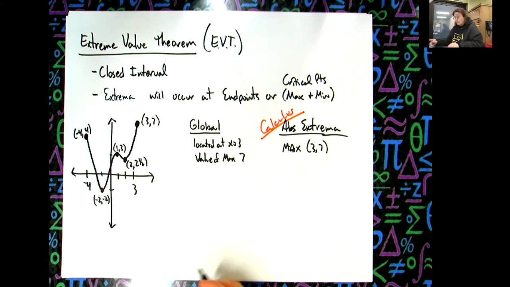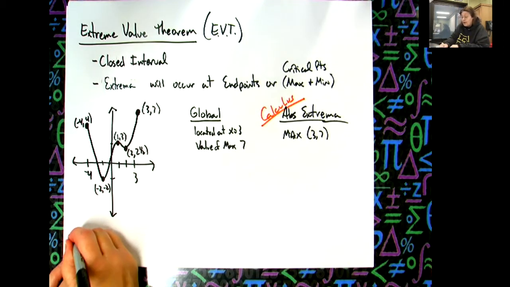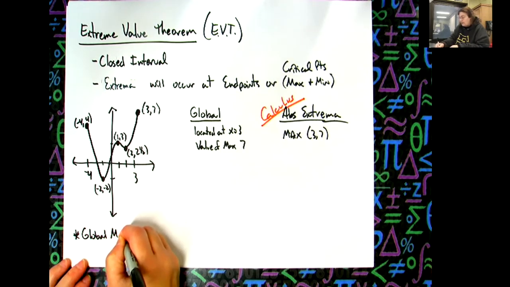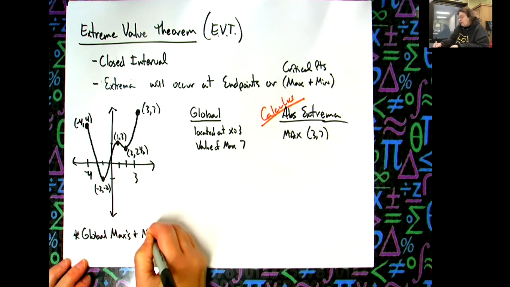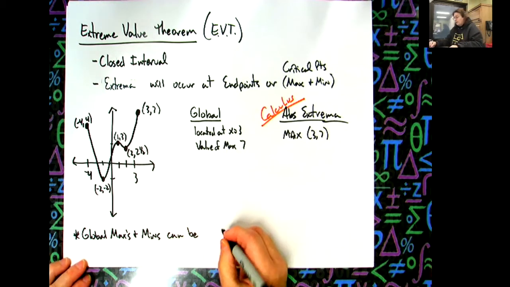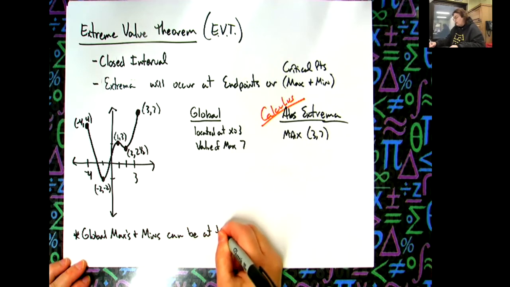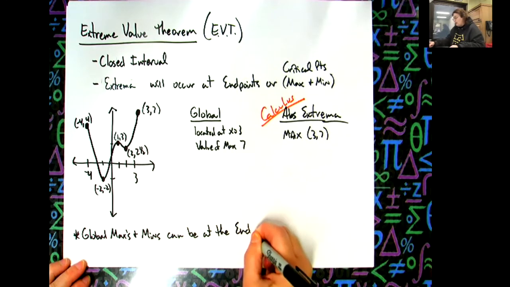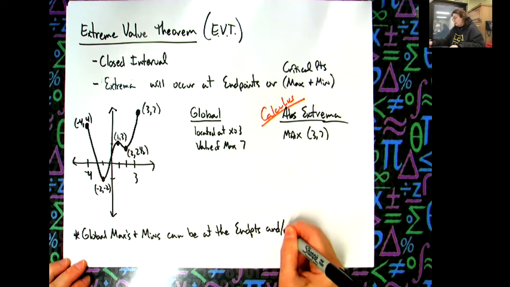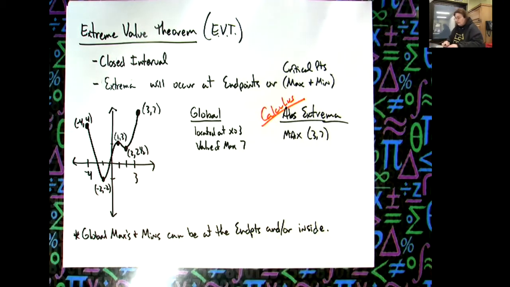Now let's also make another note here for pre-calc. Global maxes and mins can be at the endpoints and/or inside. Inside the interval.